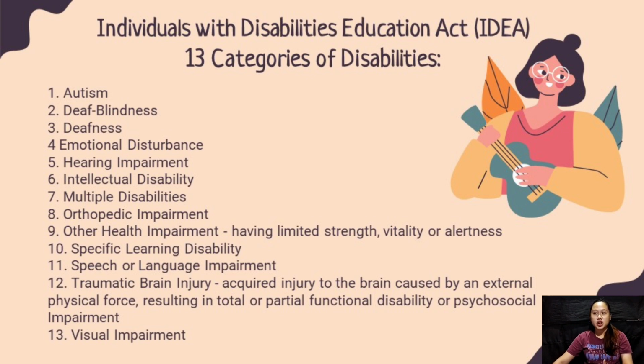So it is a vision impairment that, even with correction, has a negative impact on a child's educational performance. The term encompasses both partial vision and blindness. So examples of this are partial sight and blindness.